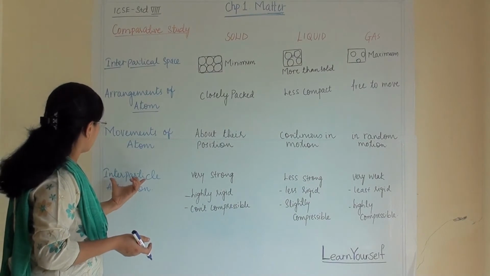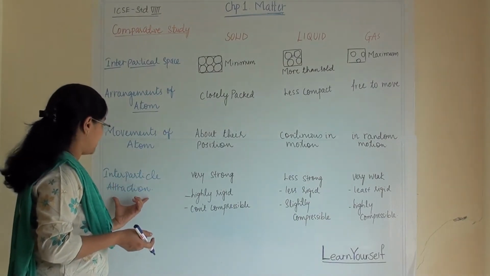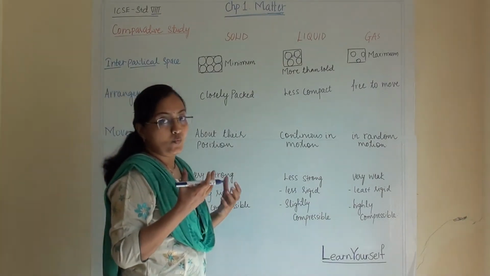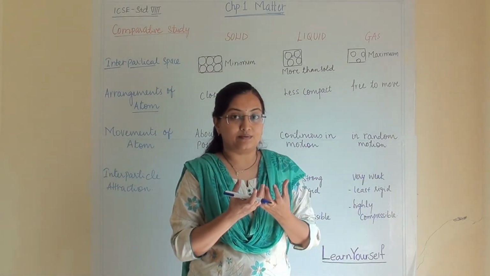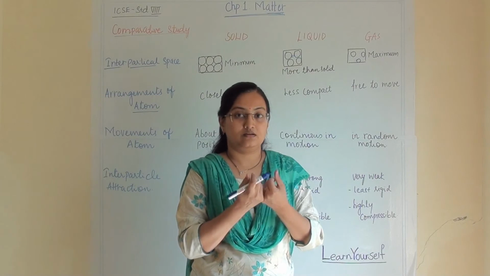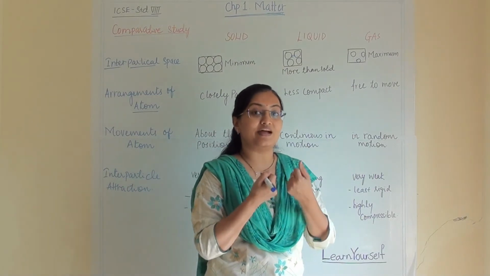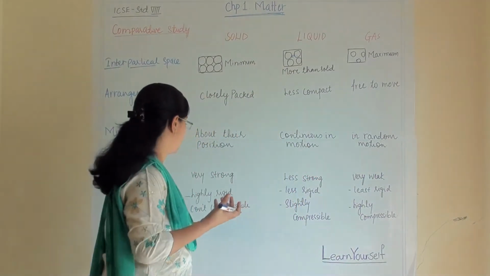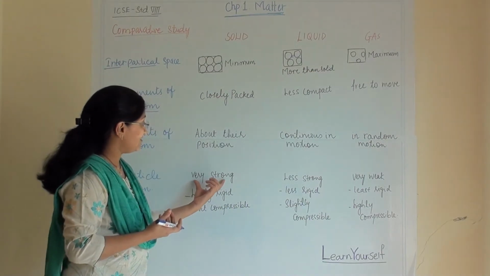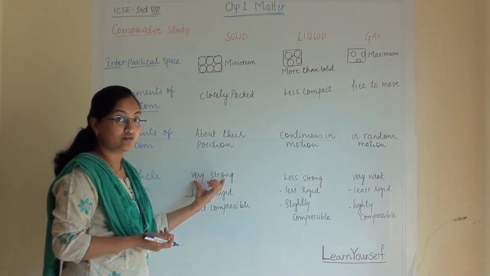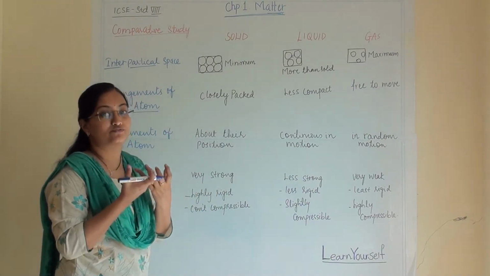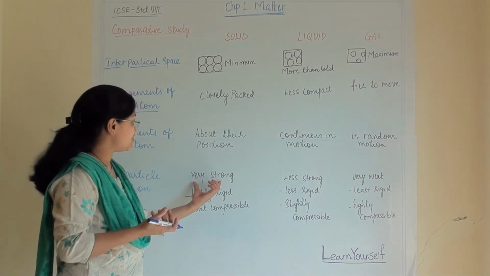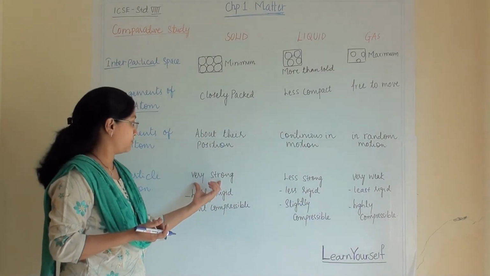Now, interparticle attraction. When there is no space left in between them, then they are closely packed. When they are closely packed, the attraction is maximum. So here the attraction is very high, or very strong. Between two molecules of solid, the attraction is very strong.